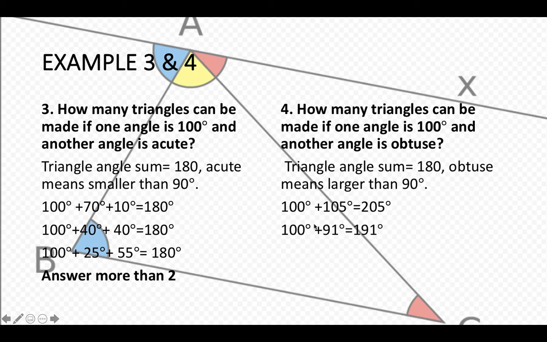Okay, let's try something smaller than that, closer to 90. 100 plus 91, still 191. It doesn't work, it's bigger than 180. So when I have an obtuse angle and an angle measurement, more than likely, I'm going to have no triangles that can be formed.